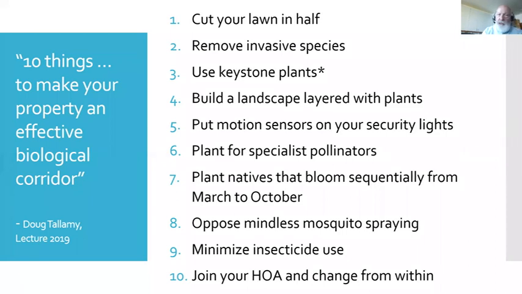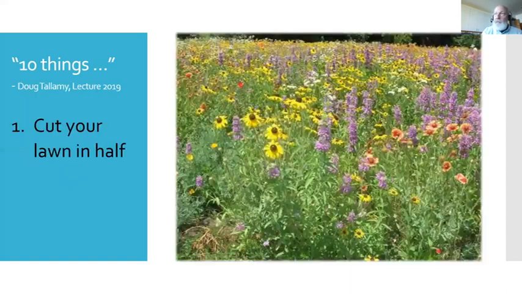I want to close though with 10 key points that Doug Tallamy shared at a lecture in 2019 that he also repeats, by the way, in his most recent books. I would encourage you to read Doug Tallamy, University of Delaware. He's a very good writer, and his most recent books I believe are a must for any environmentally minded habitat restorer. First thing he recommends: cut your lawn in half.